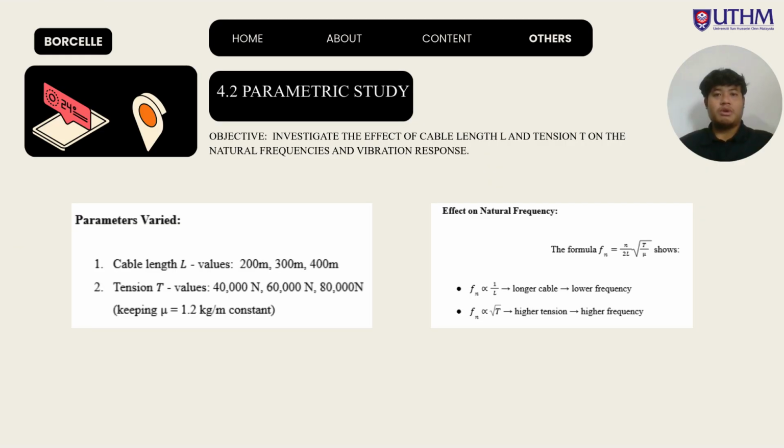Assalamualaikum and good morning. My name is Luqman bin Norhisham, matrix CD240118, and today I'm going to talk about the parametric study. In section 4.2, we study how changing system parameters affects the vibration behavior of the hoist cable. The main objective is to understand which factors increase or reduce the natural frequency of the cable.